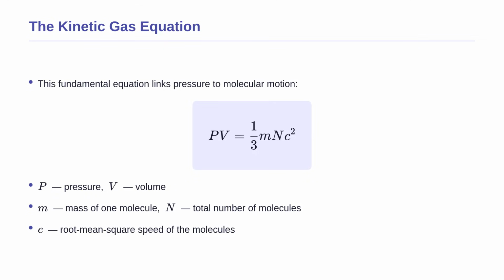This is the fundamental kinetic gas equation. It comes from analyzing the physical force exerted by particles bouncing off the walls of a container. In this equation, P stands for pressure and V stands for volume. On the right side, m is the mass of a single molecule, n is the total number of molecules, and c is the root mean square speed of those molecules.